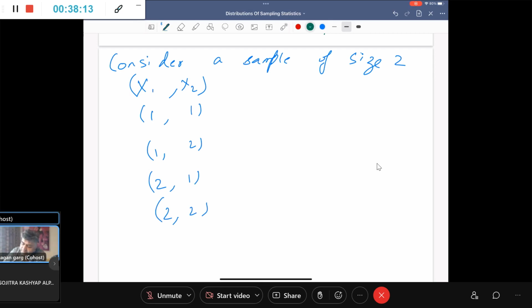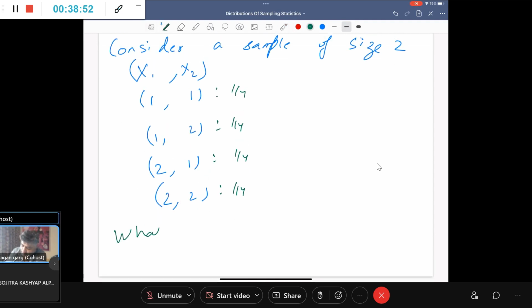And what is the probability for each of these events? It is half into half, 1/4. All are 1/4. When you take a sample of size 2 in this population, each value could be either 1 or 2. It's possible that both are equal to 1, and that probability is 1/4. It's possible that x1 is 1 and x2 is 2, probability 1/4. It's possible that x1 is 2 and x2 is 1, probability 1/4. And it's possible that both are 2, and the probability is 1/4. Now, what is x bar? We said that x bar is a random variable.